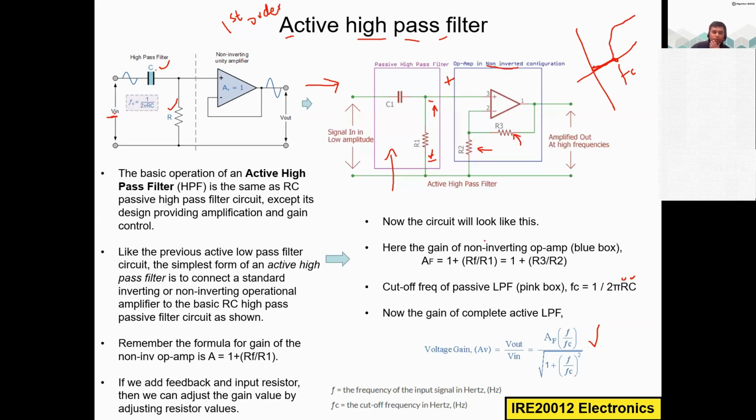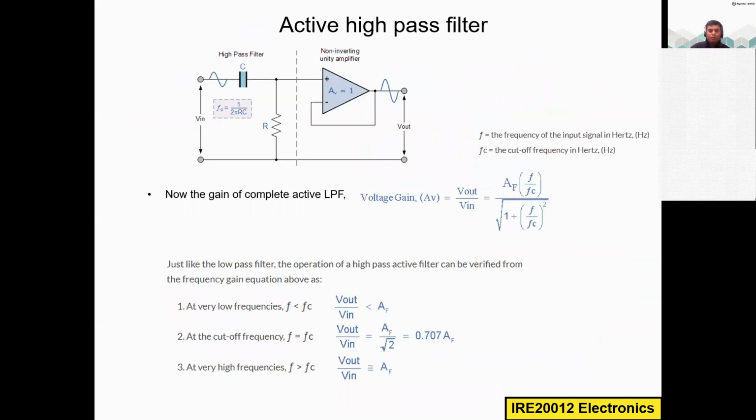Okay, so now what else do we have for this? Here also you can see 3 cases. Case 1, case 2, case 3. In case 1, what we are seeing is the applied frequency is less than the cutoff frequency. At that time, the gain is less than the AF. So it means you don't get anything at the output at the low frequency, because this is the FC.